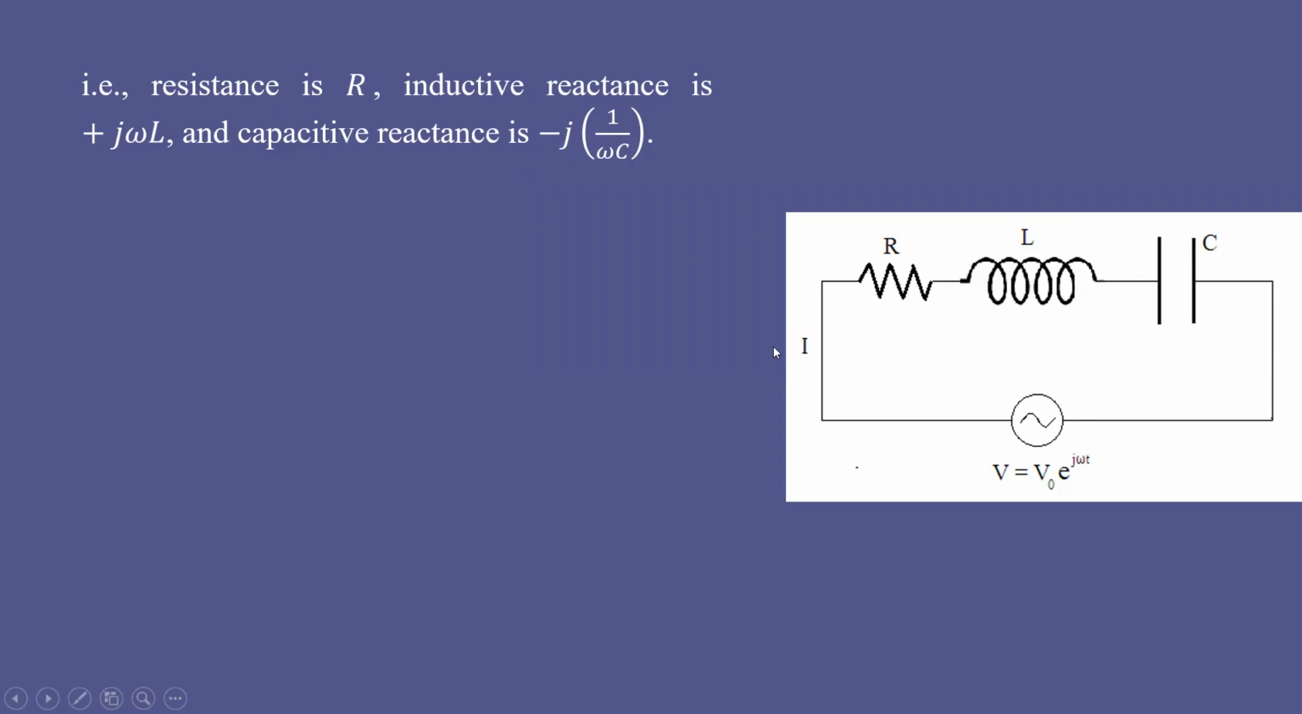Therefore, you can find the expression for current using simple Ohm's law, or you can apply Kirchhoff's voltage law also. Simple Ohm's law says V equal to IR. What is the voltage applied? It is V naught into e to the power j omega t, equal to I into total resistance. So that is the simple equation. And finally, we have to find the expression for current in the circuit.